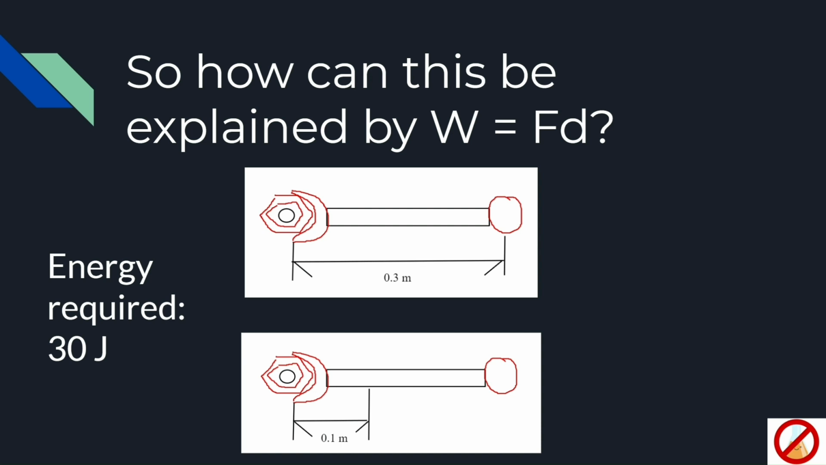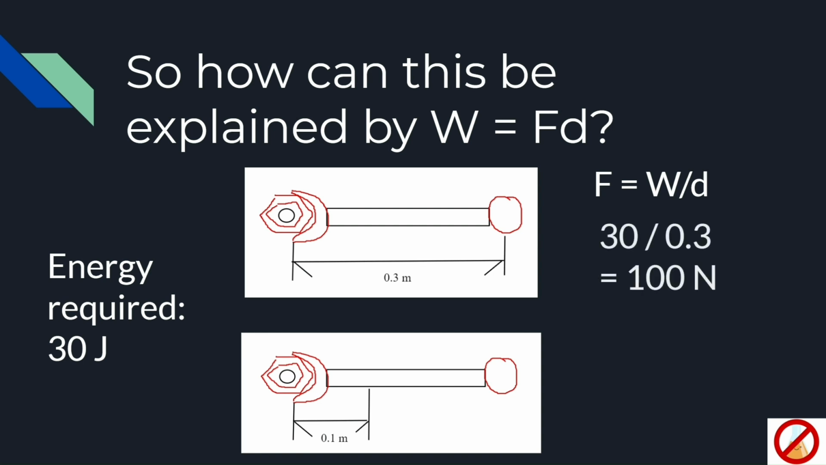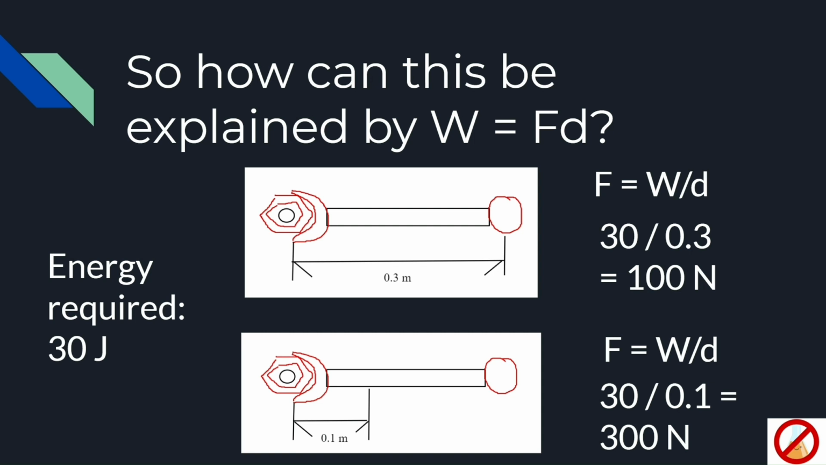Well, we can find this out by rearranging the formula. If we want to find out the force, it would equal work done over the distance, or work done divided by the distance. In this case, it will be 30 divided by 0.3, which will equal 100 newtons. Whereas in the other case, it will still be force equals work done over distance, but we'll have a slightly different answer with 30 divided by 0.1 equals 300 newtons. So you can see the two forces required will be different depending on where you place your hand, because we have a smaller distance here at 0.1, which makes us require more force, whereas in this case where we have a bigger distance, we need less force.